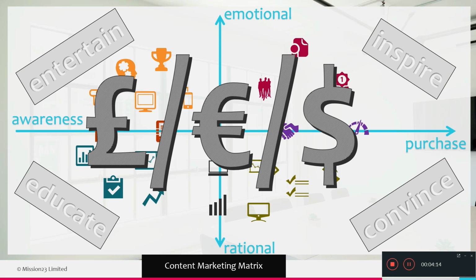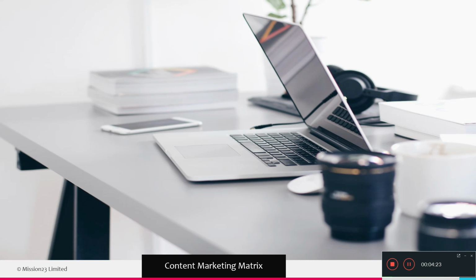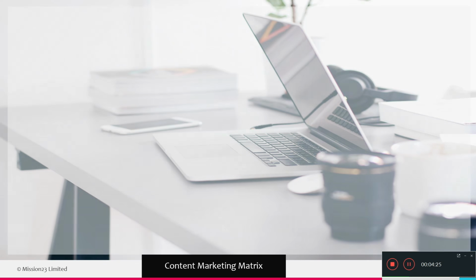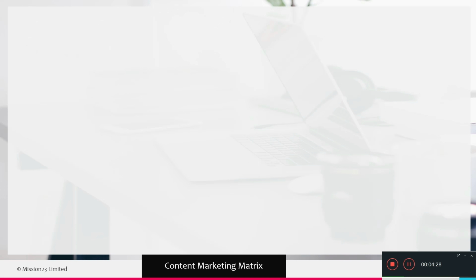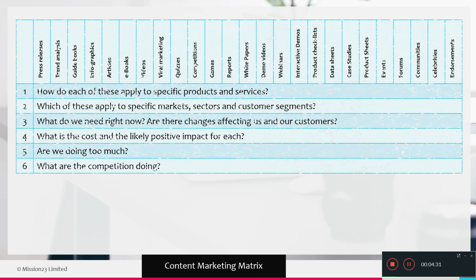So we need to take all of these emotional and rational and all of these early days and later process elements and understand the cost of that. Once we've done that, we then need to plug them into a chart so that we can really begin to build up a matrix of the work we need to do and the understanding we need to develop. So here along the top we have some of the elements I mentioned earlier: press releases, videos, quizzes, reports, demos, data sheets and events. Understanding how each of these apply to a specific product or service and at a specific point in time is critical to getting the content marketing matrix correct.